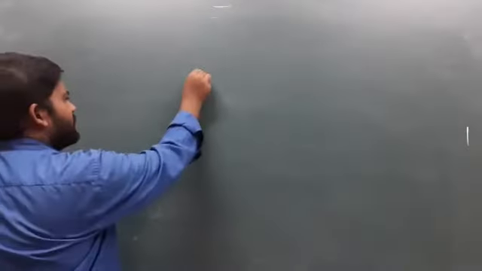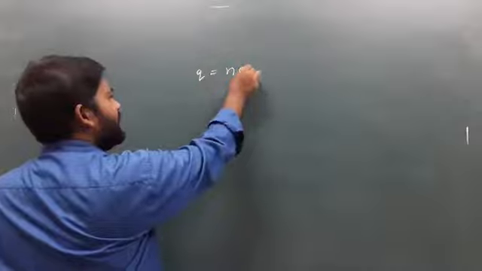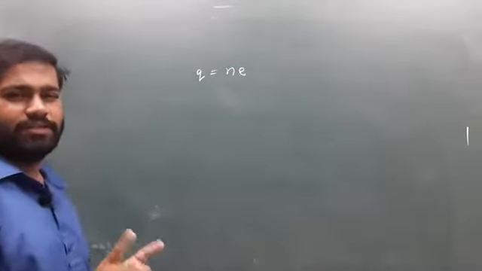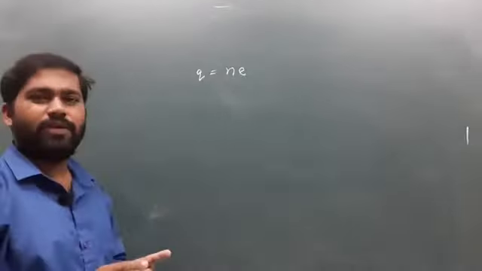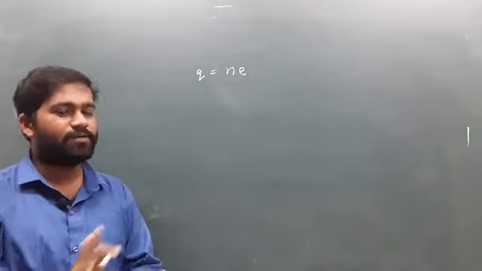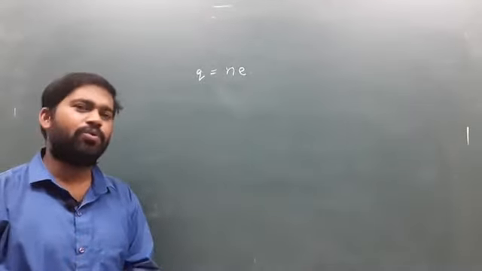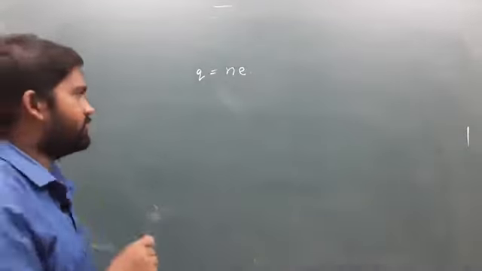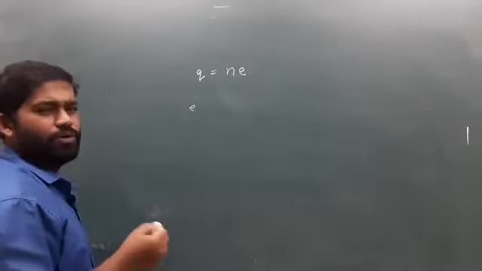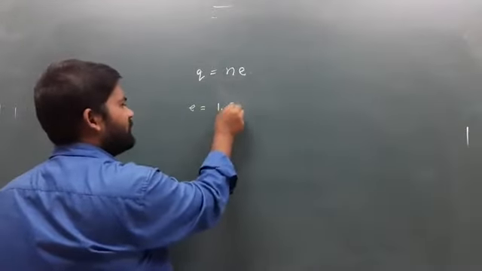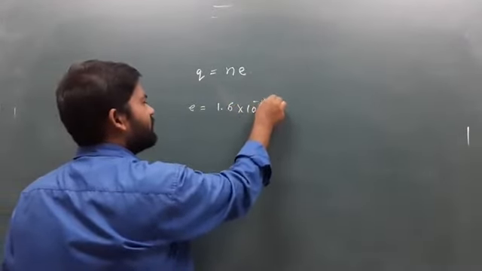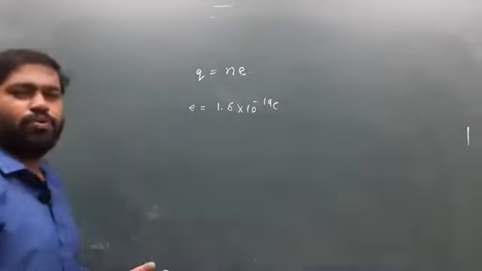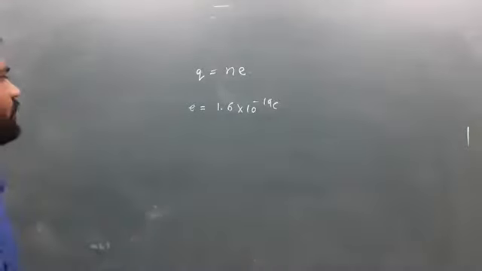So what is quantization of charge? Quantization of charge says Q equals Ne, where n is an integer. The integer value cannot be a fraction, n is always an integer. e is the charge of either an electron or a proton. In magnitude its value is 1.6 into 10 to the power minus 19 coulomb, and Q is the total charge. Let us take our first problem.